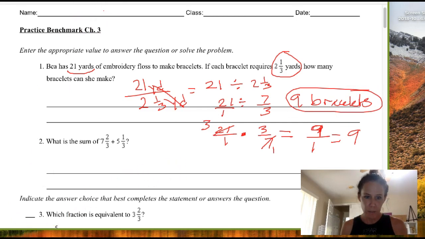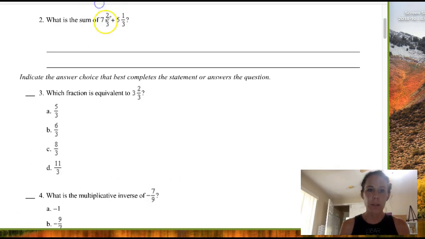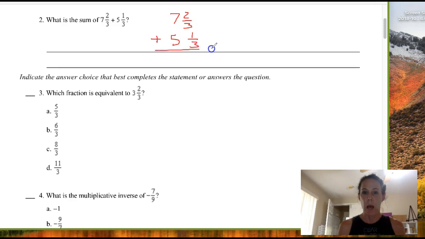All right, let's go to number 2. Number 2 asks us to sum these two fractions. I have a whole number and part of a number. I have another whole number and part of a whole number. So when I'm adding fractions, I have to have a common denominator. These two have common denominators, so I can write them out like this: 7 2/3 plus 5 1/3. I can go ahead and add my whole numbers over here and add my fractions over here and put them together at the end. So 7 and 5 is going to give me 12.